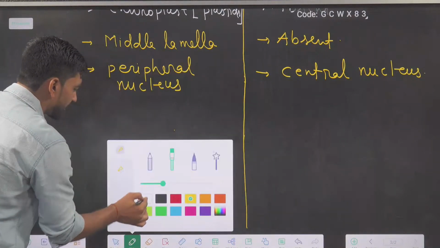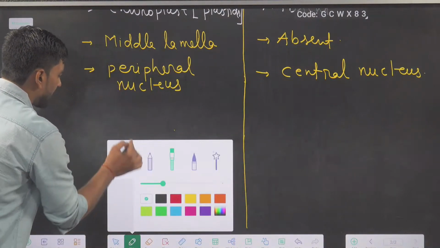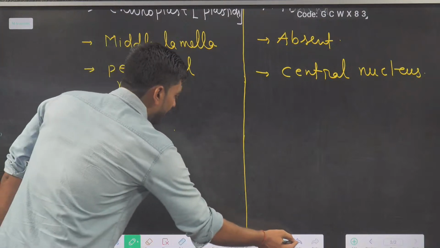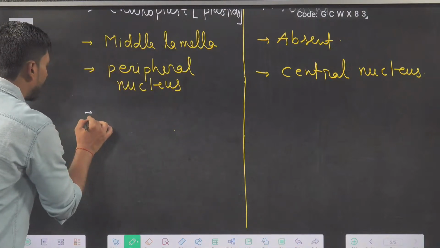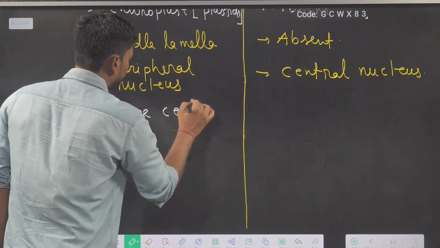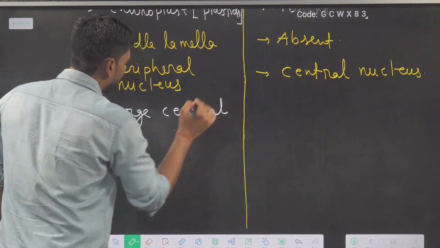So other differences, have you heard about the vacuoles? So here the vacuoles are present, and what type of vacuoles? So we can say it's a large vacuole but present in the center.